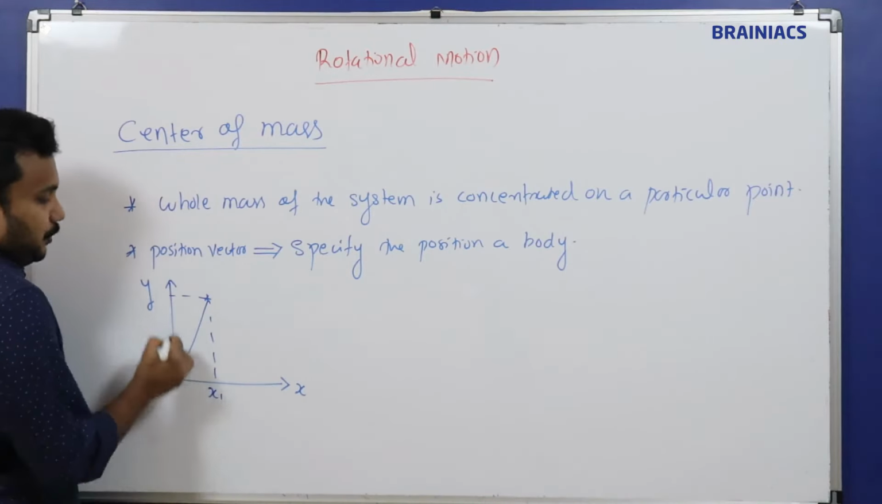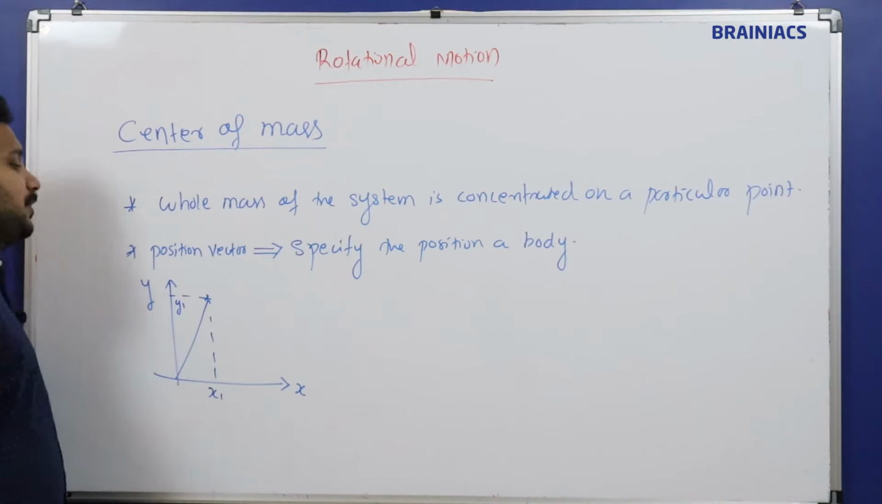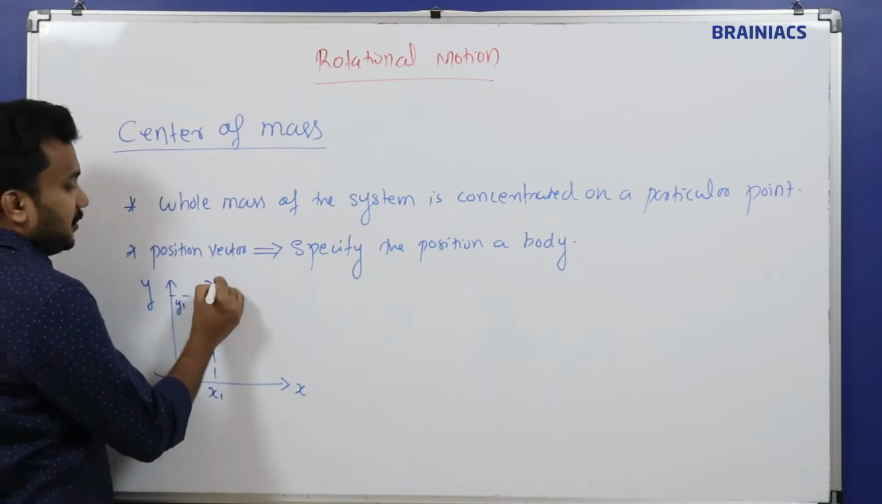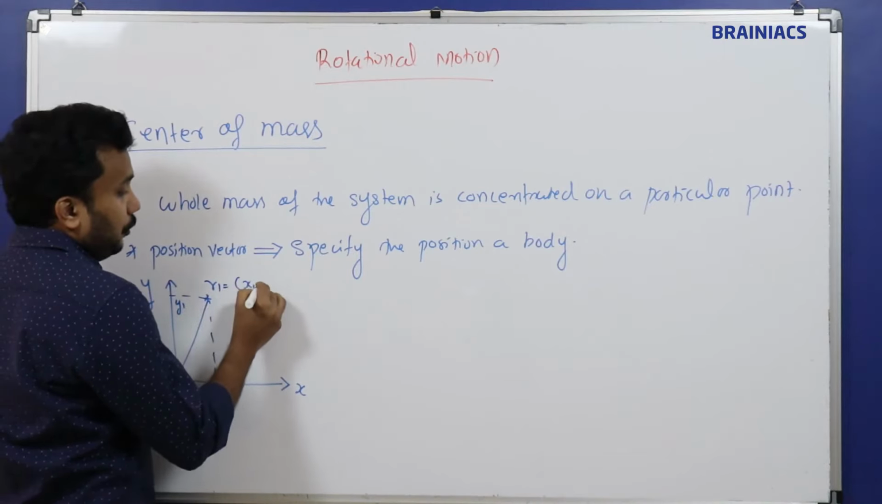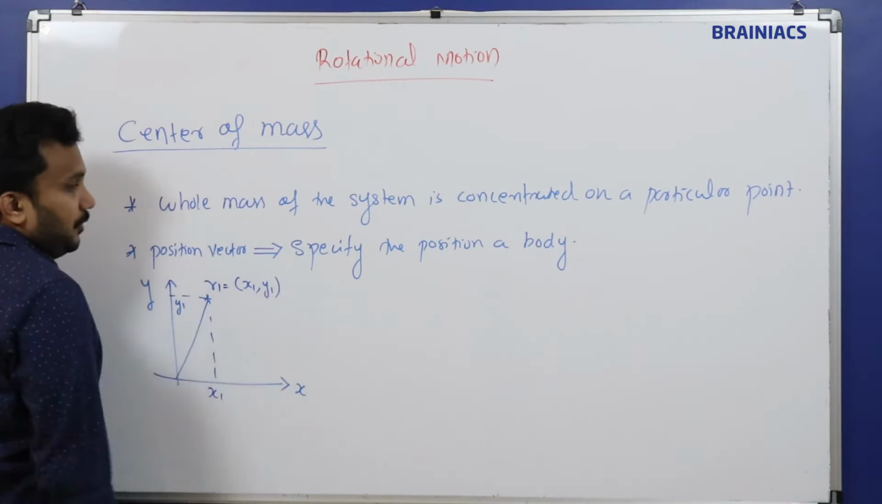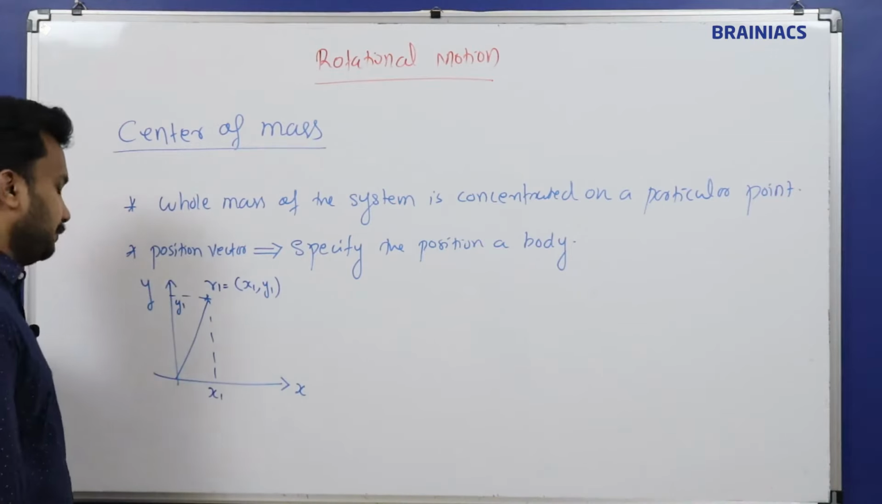The x coordinate is x1, the y coordinate is y1. So the position coordinate of the object at this point will be r1, which is equal to the ordered pair x1 comma y1. This is called an ordered pair in mathematics.